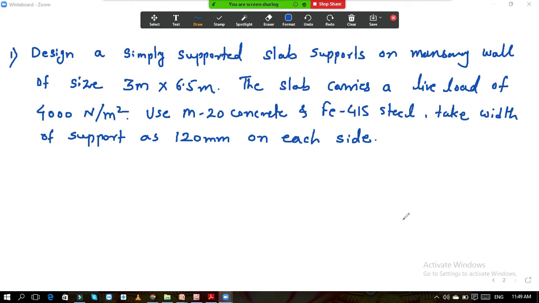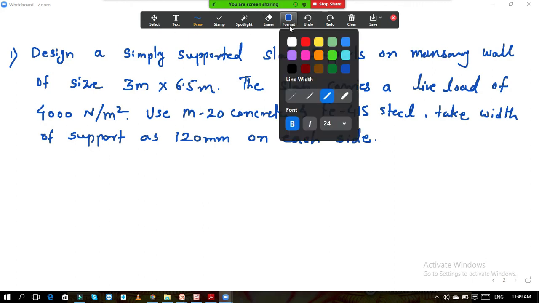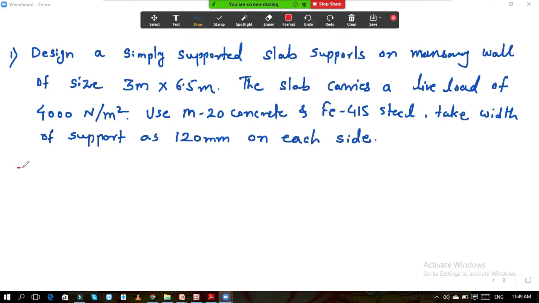So I think still 10 minutes is remaining. So we will take first step. We will solve first step for this problem. Note down this problem. Okay. Now we will move for the solution. While solving this, I will tell you how to design this and I will explain you how those values come.